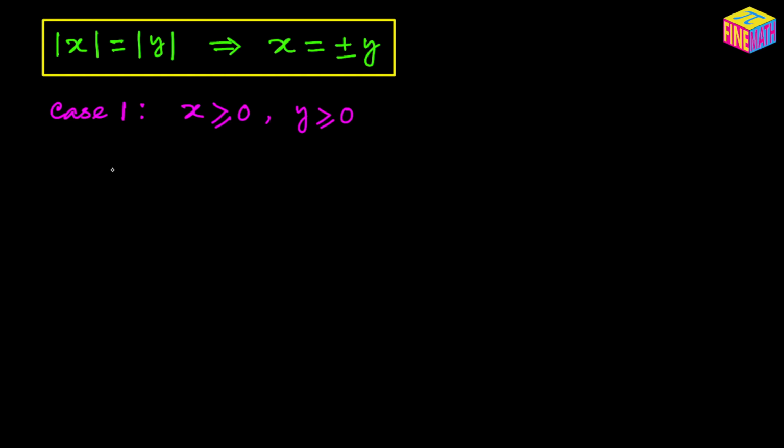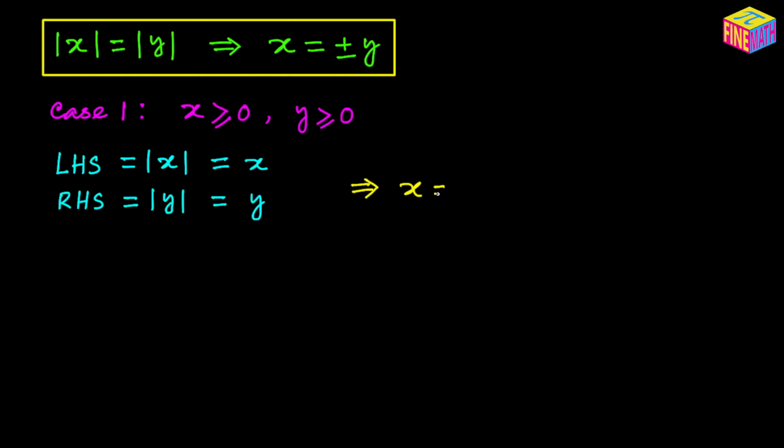So then what do we have on the left hand side? Well, on the left hand side we have modulus of x, and because x is a non-negative number, it will come out as x. And what about the right hand side? Well, right hand side has modulus of y, and in this case y is also a non-negative number, so it will come out as y. So then from here, can we say that x is equal to y?